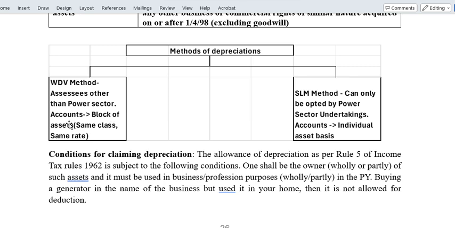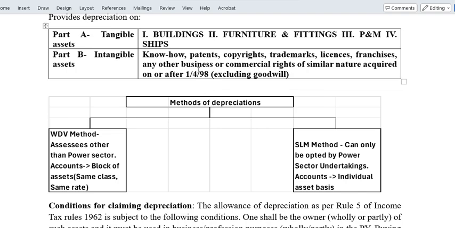What's a block of assets? A block of assets actually means the same class, same rate of depreciation. Same class, same rate. For example, take the building class. There may be 10%, 5%, like that. In that case, all 10% buildings will be considered as a block, like that it will go. Like that P&M also, different blocks will be there. You will learn all these things in the coming portions.